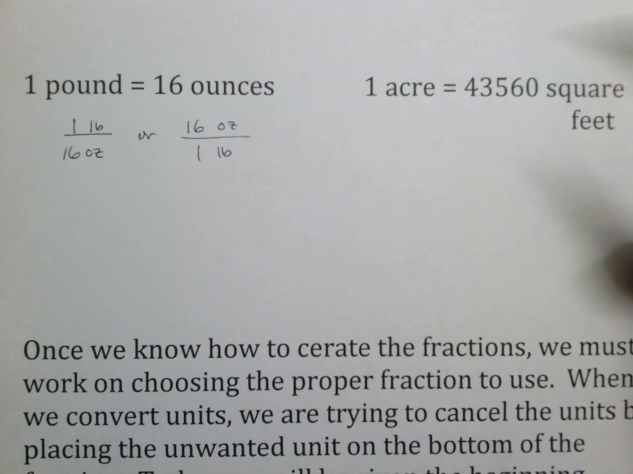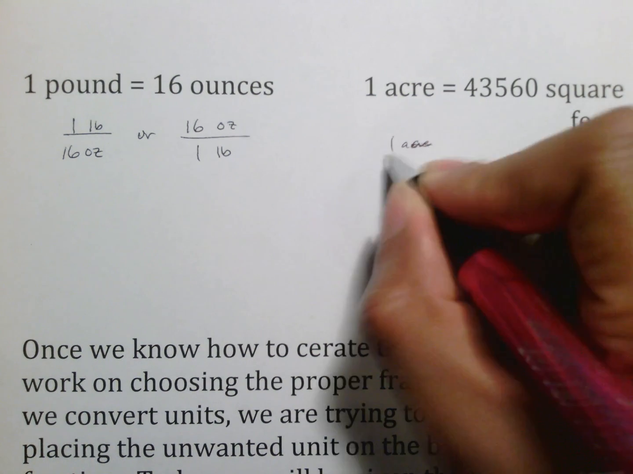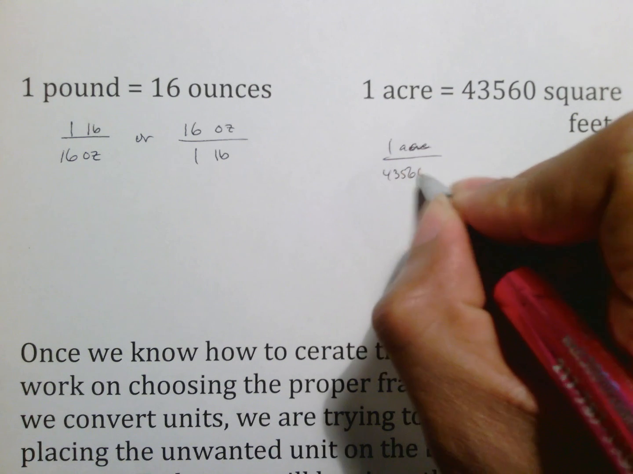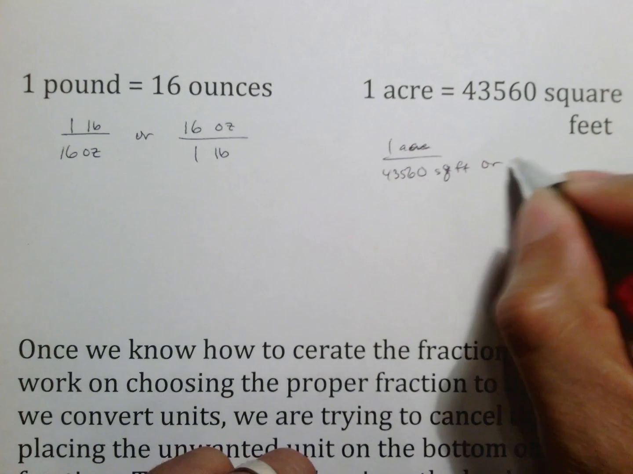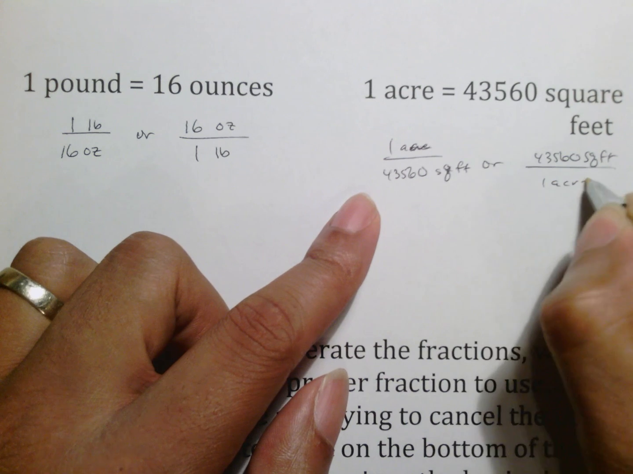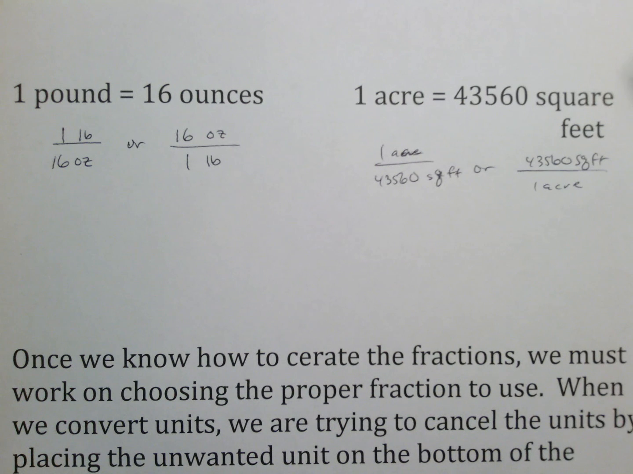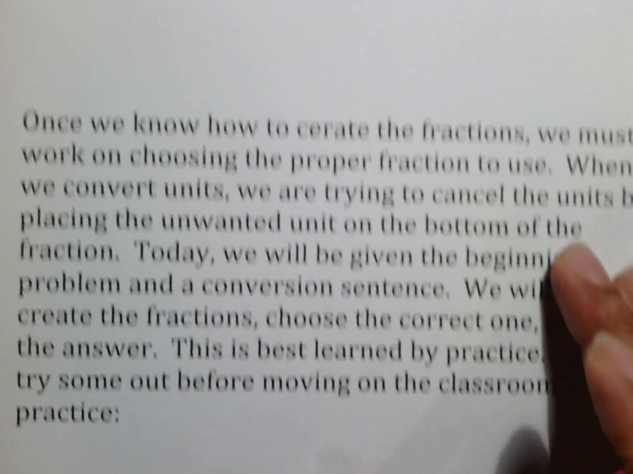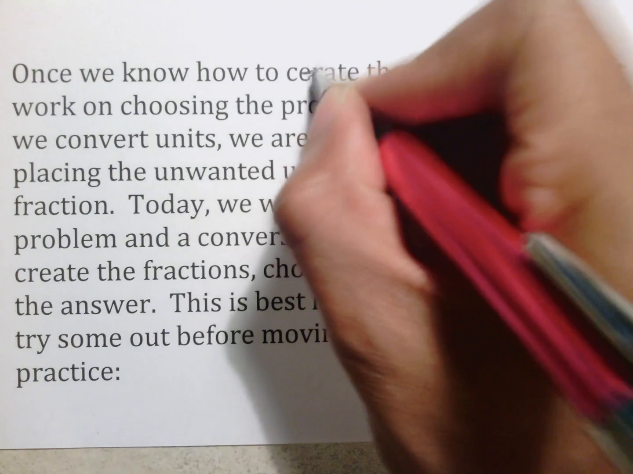I'm going to tell you right now, I have no idea what the abbreviation for acre is, so I'm just going to write acre. So 1 acre over 43,560 square feet, or we could do 43,560 square feet over 1 acre. So again, that's how you convert a sentence into a fraction. All you're doing is taking each part and putting one on the top, one on the bottom.